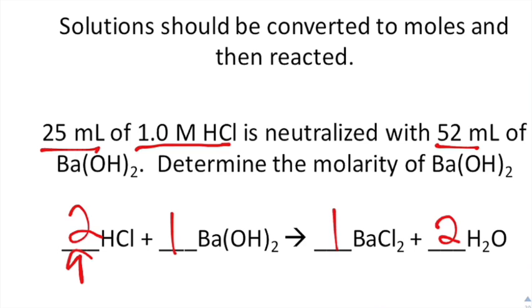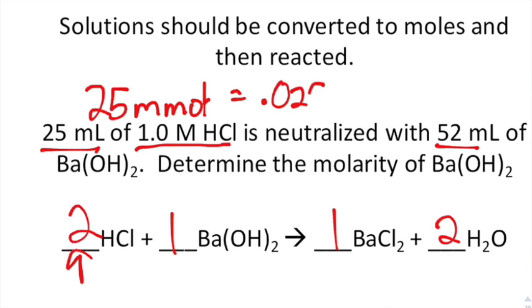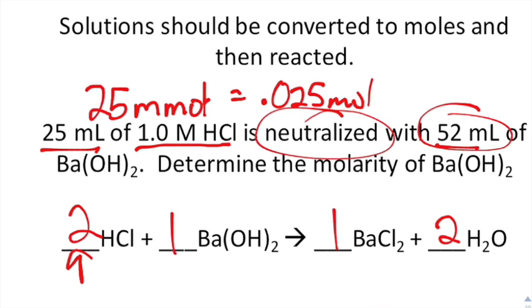Realize that this is a molar relationship. So 25 mL times 1 molar is 25 millimoles, which is the same thing as 0.025 moles. Finally, you have 52 mL. The number of moles has to be equal for it to be neutralized. So if this is how many millimoles of hydrochloric acid I have, I have to have the same number of millimoles of barium hydroxide. If you don't quite get that yet, it's a neutralization reaction. We'll get into that a little bit in class. That's it.